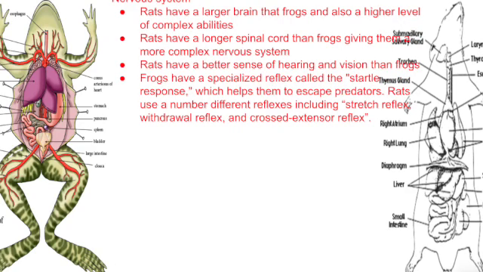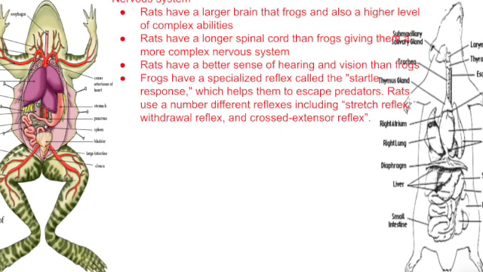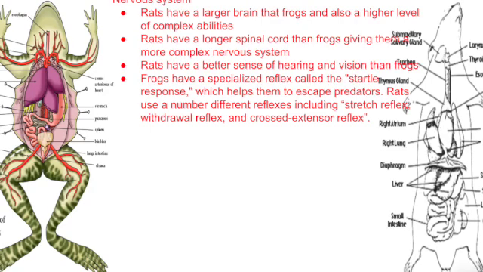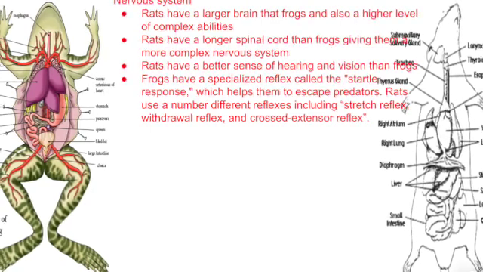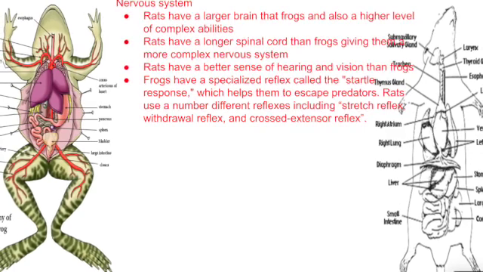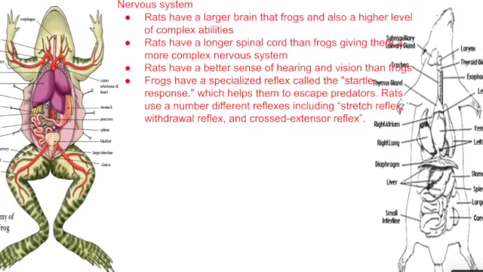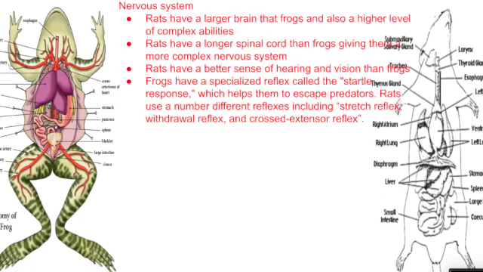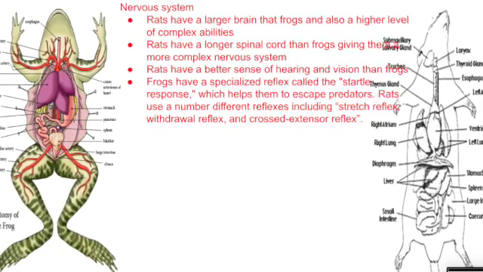Nervous system. Rats have a larger brain than frogs and complex abilities. Rats also have a longer spinal cord than frogs, giving them a more complex nervous system. Rats as well have a better sense of hearing and vision than frogs.